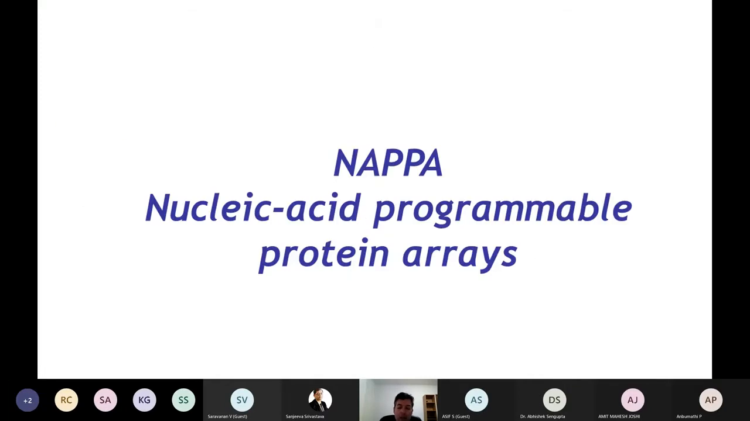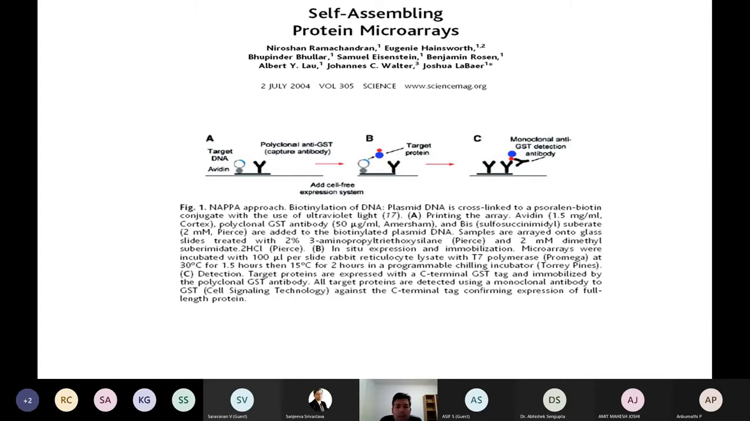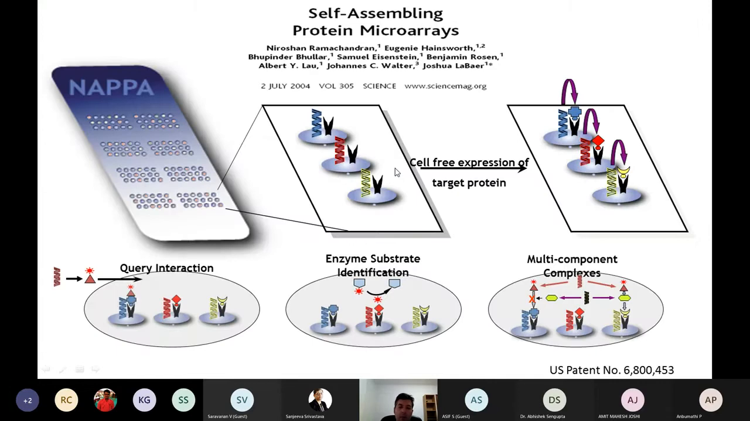The other type of protein microarray that I wanted to present you is NAPA, nucleic acid programmable protein array. In this case, the situation is different. The proteins are not per se printed in the array. They are printed as cDNA. The proteins are cloned in the cDNA of interest, usually tagged with a GST tag, and the cDNA is printed together with an anti-GST antibody. After printing, the protein array is activated using a cell-free expression system. So the target protein is produced on the surface of the array, captured with the anti-GST antibody, and then the array can be used for all these applications that I have told you before.